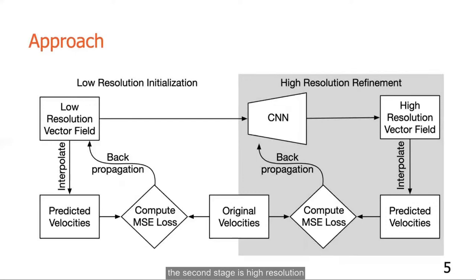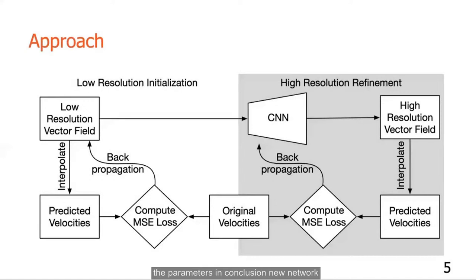The second stage is high-resolution refinement. In this stage, we design a convolutional neural network to upscale the low-resolution flow field to the original resolution. And we update the parameters in the convolutional neural network by computing the difference between the predicted velocities in the high-resolution one and the velocities from the streamlines. We also use backpropagation to update the parameters in the convolutional neural network.